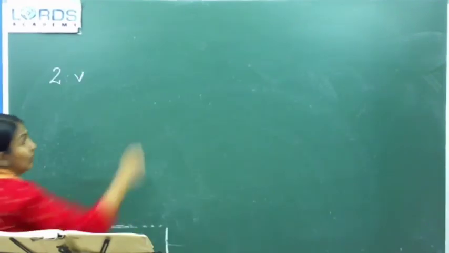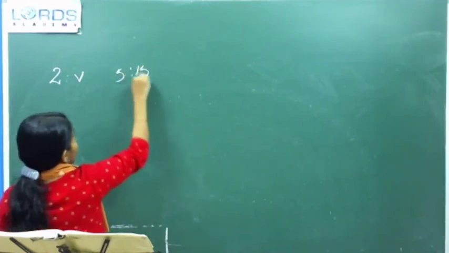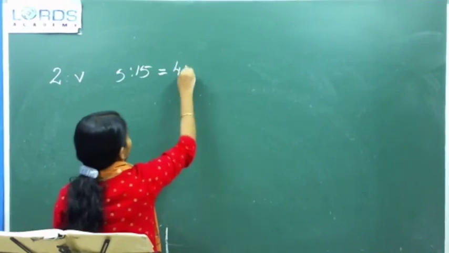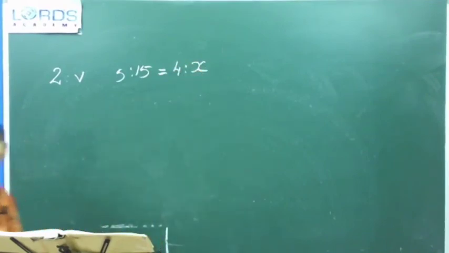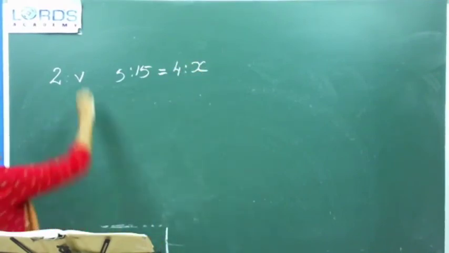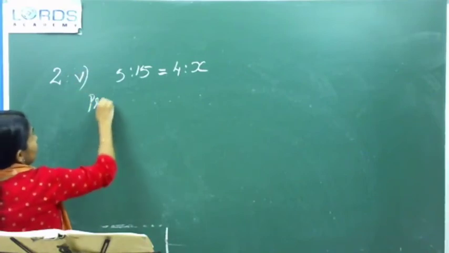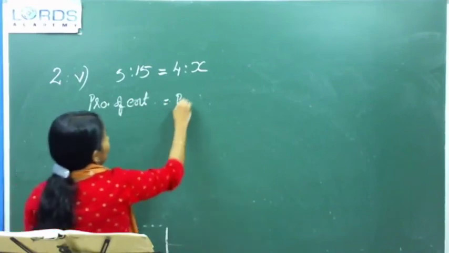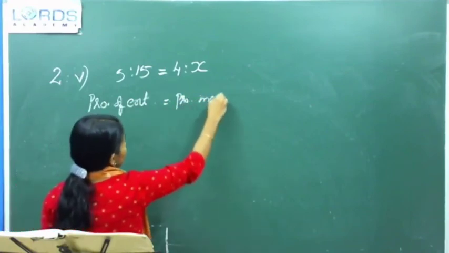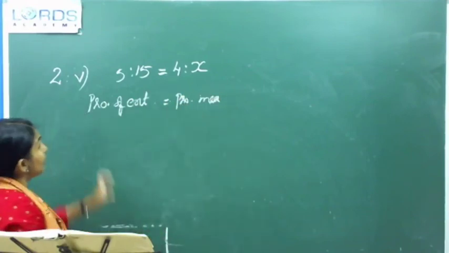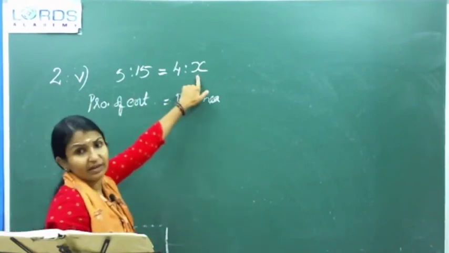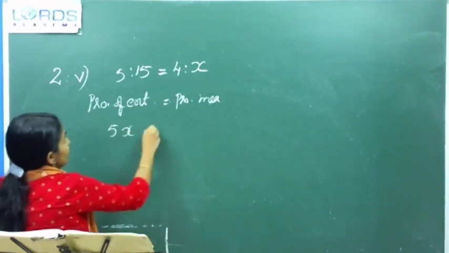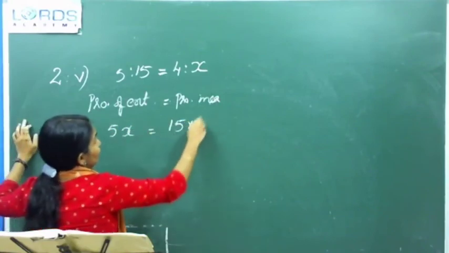Second section, fifth one, 5:15 is equal to 4:x. Here also, first step, what we should write? Product of extremes is equal to product of means. So, what is product of extremes here? Which one is there? X is coming in extreme. So, 5x is equal to 15 into 4.